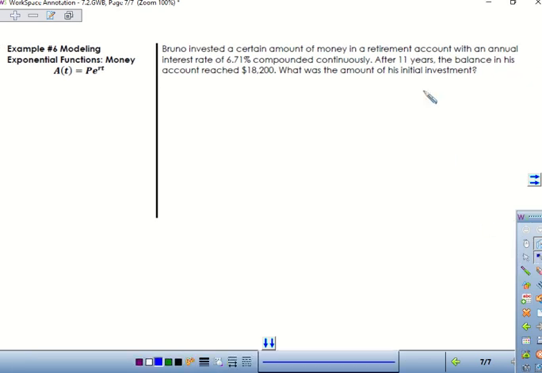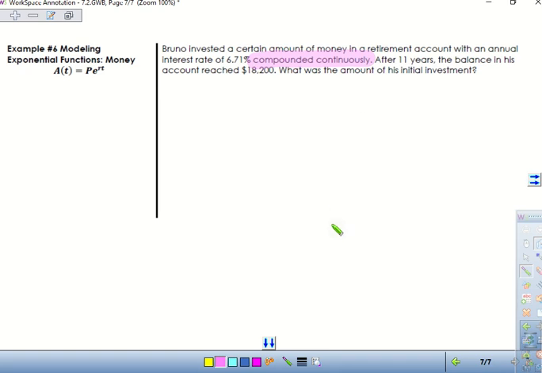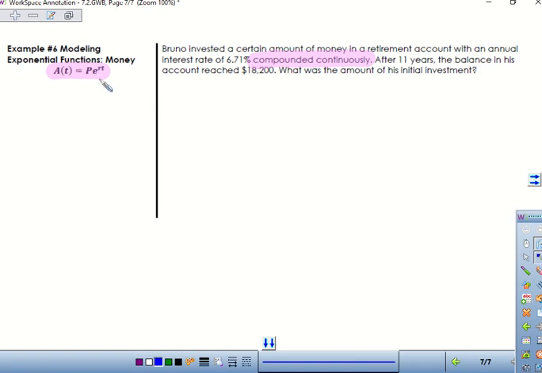So it says, Bruno invested a certain amount of money in a retirement account with an annual interest rate of this amount, compounded continuously. You guys see that phrasing? That tells me I have to use this formula. I mean, as if I didn't put it here, but on the test it's not going to put it there for you. After 11 years, the balance in his account has reached, what was the amount of his initial investment?